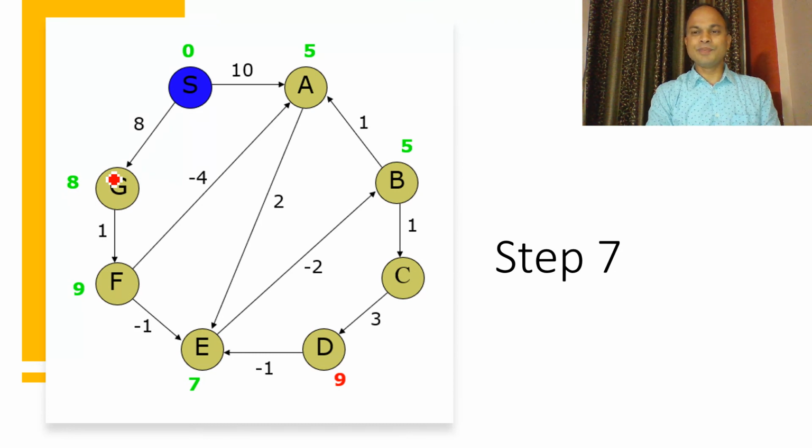In this way, we have calculated the distance from source S to all remaining nodes. This is the single source shortest path problem. The source is single and destinations may be multiple. In this way, we have found the solution.